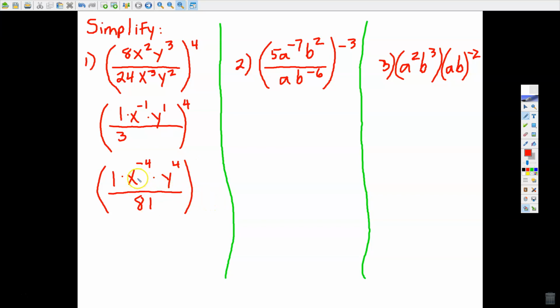Okay, I never want to leave an answer with a negative exponent. So this x to the negative 4 can be made positive by moving it down to the denominator. So when I move it down to the denominator, it just leaves y to the 4th in the numerator times 1. I don't really need times 1. And then in the numerator, you'll have y to the 4th. In the denominator, you'll have 81 x to the 4th.